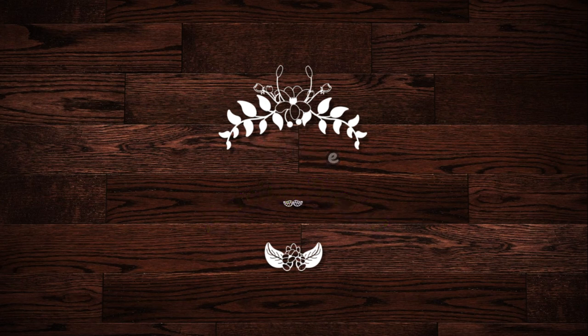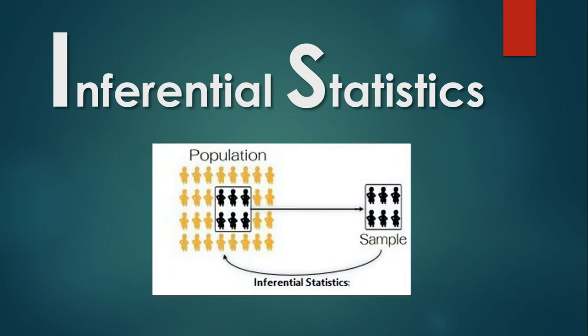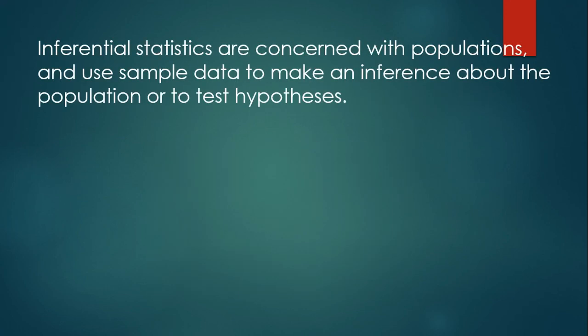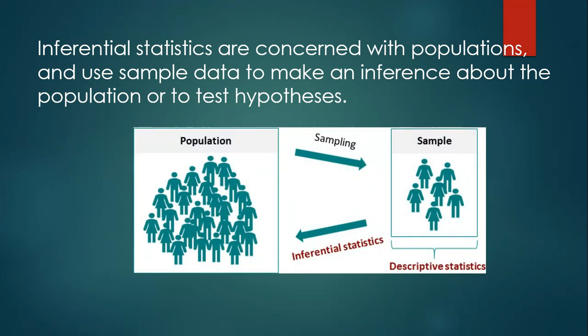In this video, we will be discussing inferential statistics. Inferential statistics are concerned with populations and use sample data to make an inference about the populations or to test hypotheses. Inferential statistics are concerned with making inferences based on relations found in the sample to relations in the population. Inferential statistics helps us to decide, for example, whether the differences between groups that we see in our data are strong enough to provide support for our hypothesis that a group difference exists in general in the population.